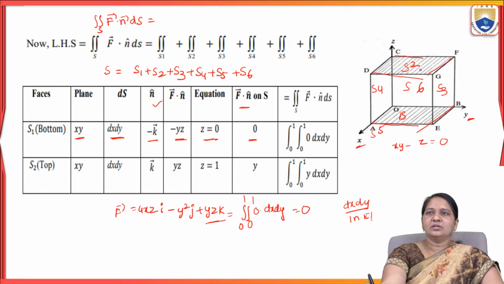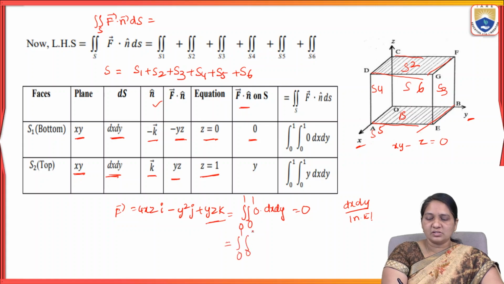Surface S2 is here. Now the plane is the xy plane only. So this is dx dy, and here we are taking this one as positive. Right? So now this is k bar. If it is k bar, then f bar dot n value is yz. Here this is the z equal to 1 plane. So if it is the z equal to 1 plane, what is the integral value?